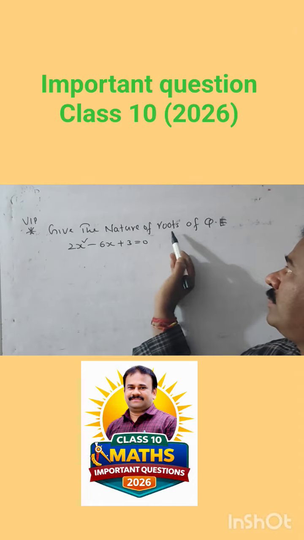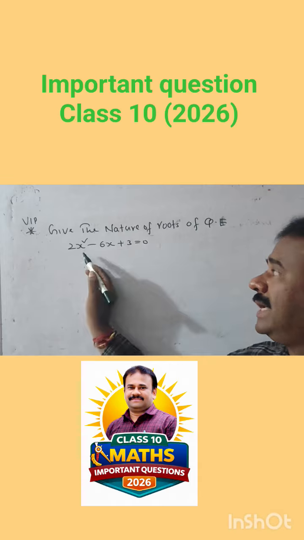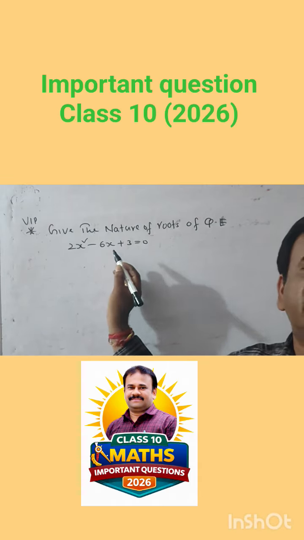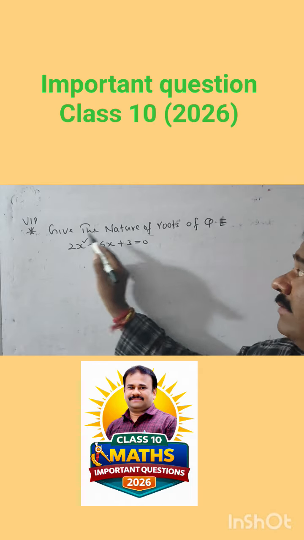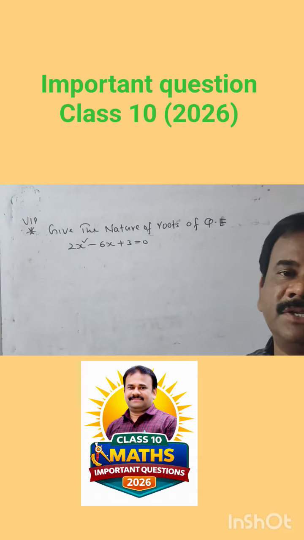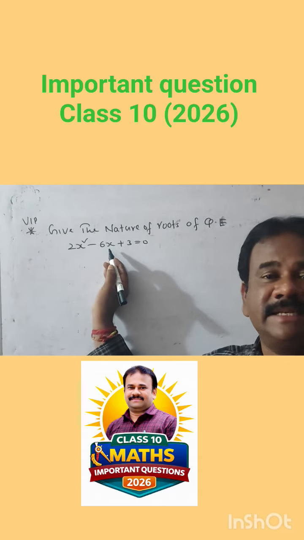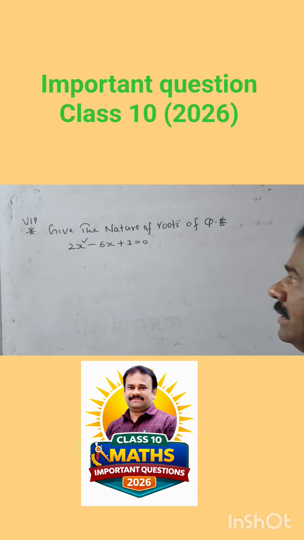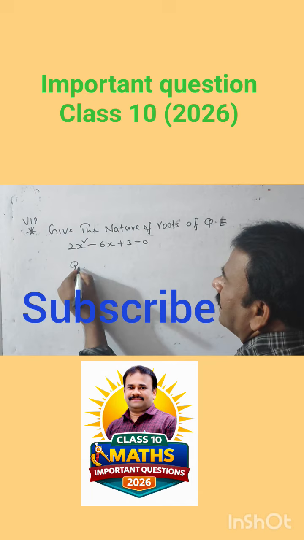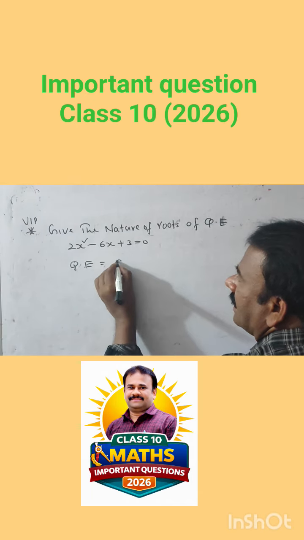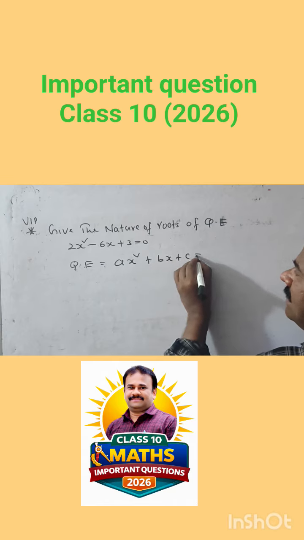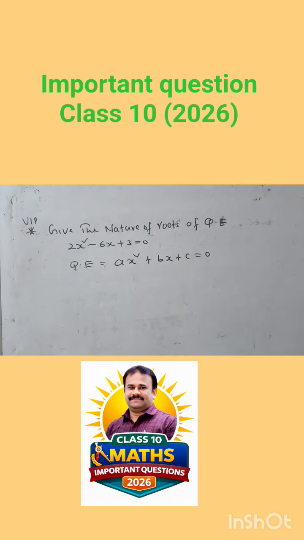Find the nature of roots of the quadratic equation 2x² − 6x + 3 = 0. This is very important in 10th class mathematics. We have to find the nature of roots of the given quadratic equation 2x² − 6x + 3 = 0. Observe clearly. We know the quadratic equation is ax² + bx + c = 0, right?